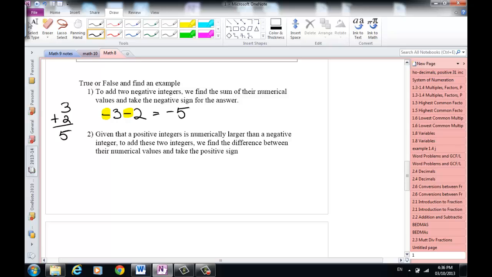Now, if you wanted to think about it as steps, if you went back 3 steps and then you went back 2 more steps, you would have gone back 5 steps. And so both ways you get the answer of -5. This way, it's just a little quicker, and we're pretty good with addition of positive integers or whole numbers. Okay, the second one. I should write, this is true.